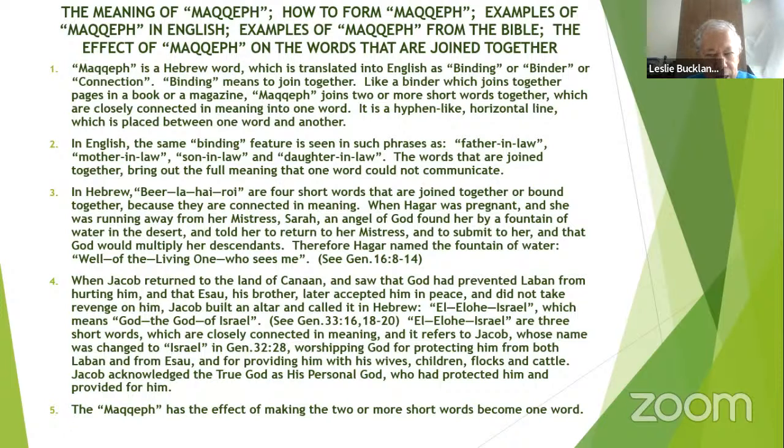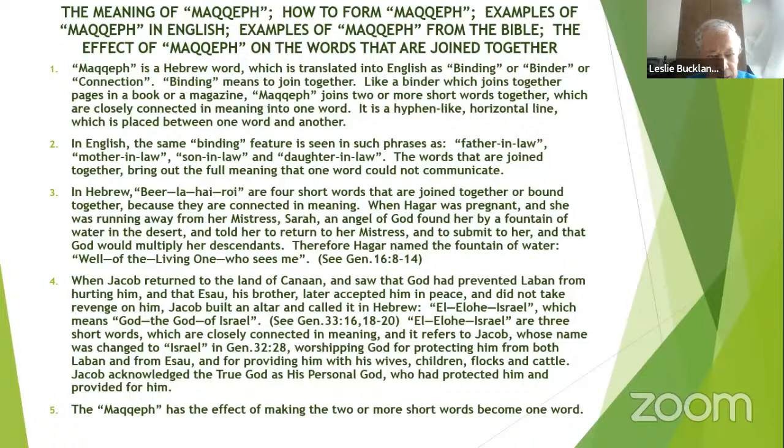El Elohe Israel are three short words which are closely connected in meaning, and it refers to Jacob, whose name was changed to Israel in Genesis chapter 32 and verse 28. It reads as follows, "And he said, Thy name shall be called no more Jacob, but Israel, for as a prince hast thou power with God and with men, and hast prevailed." So Jacob was also known as Israel.